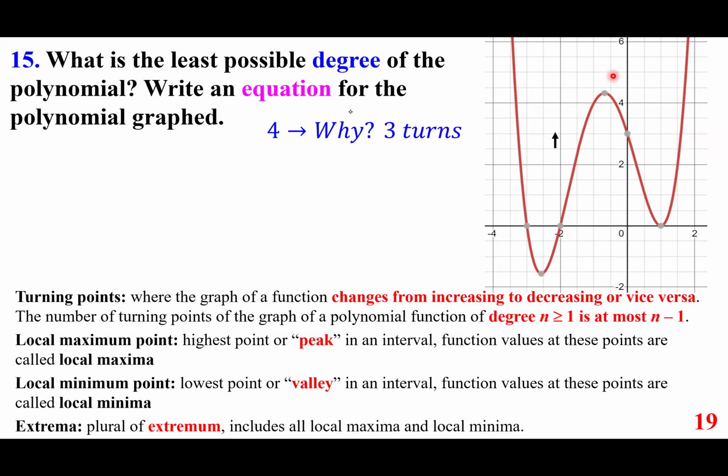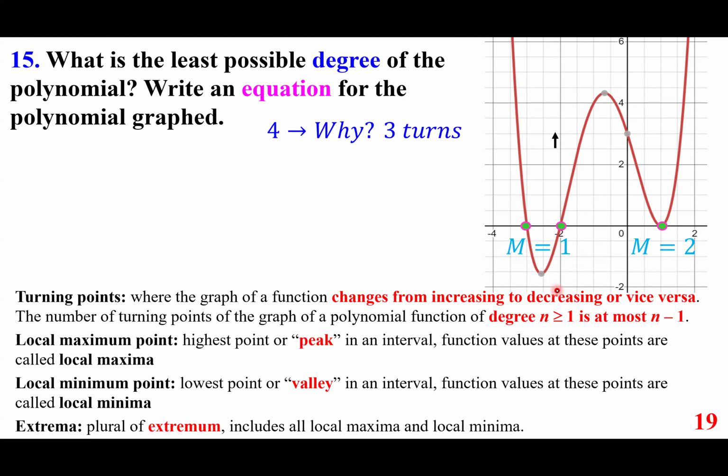Write an equation. Well, this one is -3 and it crosses, so multiplicity 1. This is -2 and it crosses, multiplicity 1. This is +1 and it doesn't cross. So we have the multiplicities.